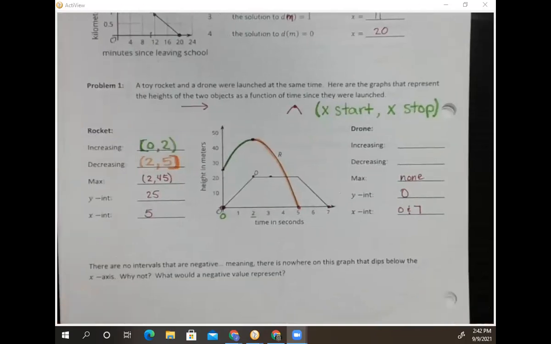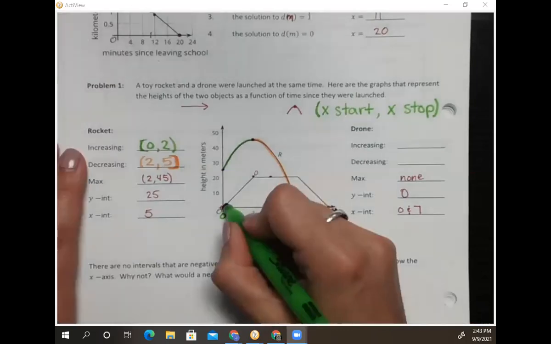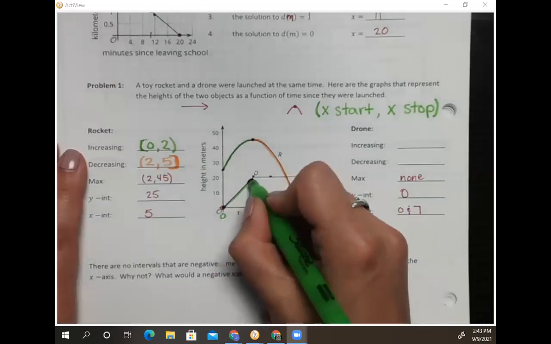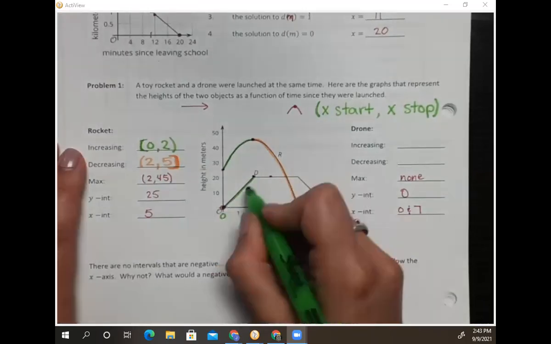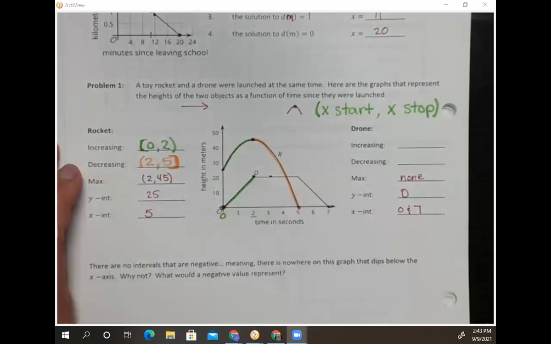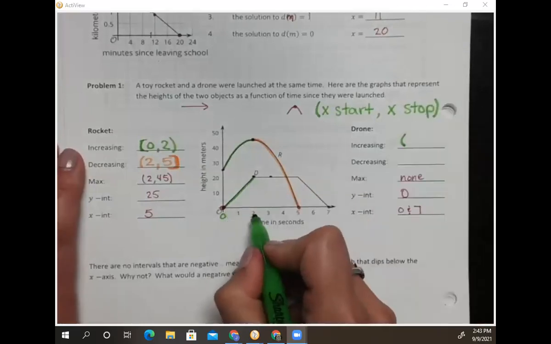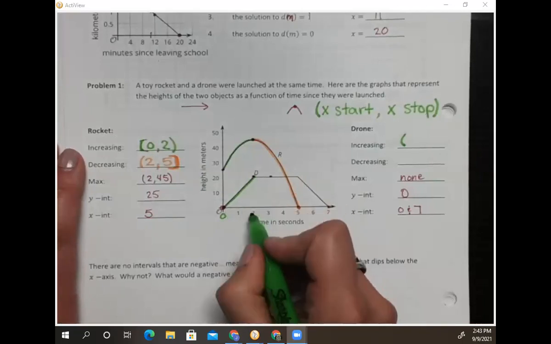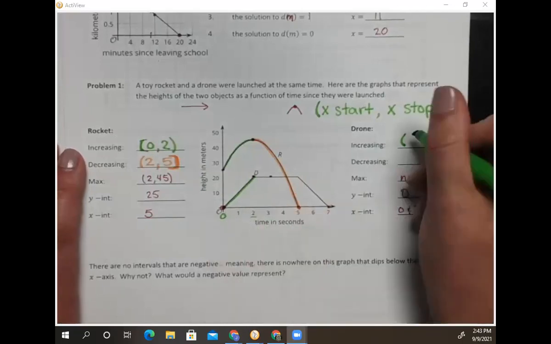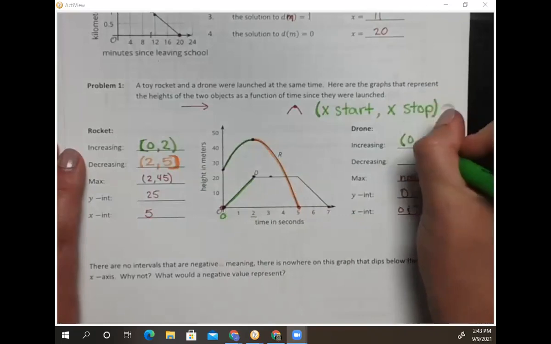Let me get my highlighters back out here. So increasing, remember, that's as I read my graph from left to right, I'm going up. If I were to trace it with my pencil, I'd be going up across the page. From here to here, I'm going up. So that interval is from 0 to 2, right? Those are the x values that span that section of the graph. So from 0 to 2.